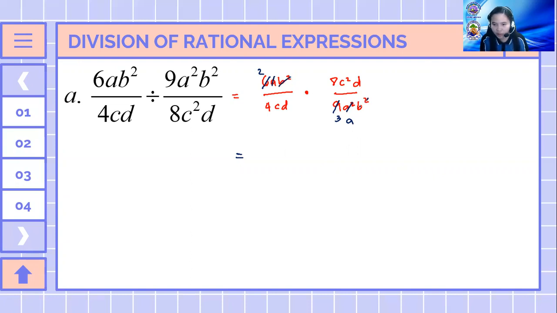So this will be divided out or cancelled out. And then 8 and 4: 4 will become 1, 8 will become 2. Then c, you can cancel out c, and then c squared will become c. Then d, the same with the b, you can cancel out d. Okay? And then proceed with the product of numerators and denominators.